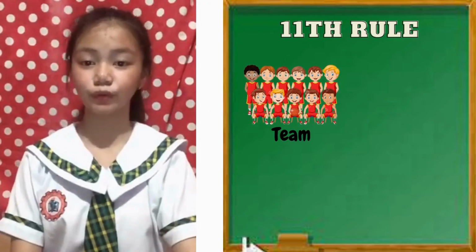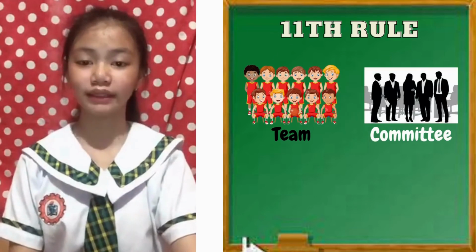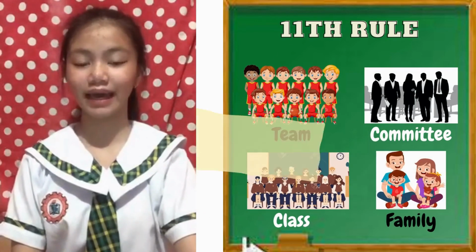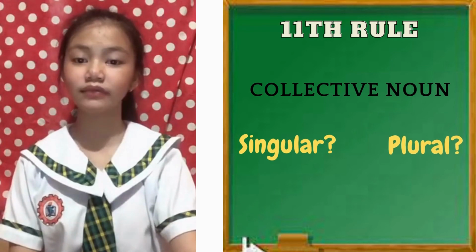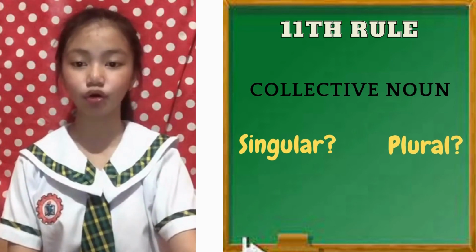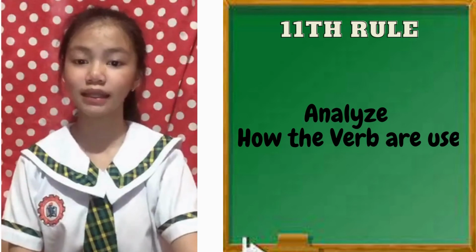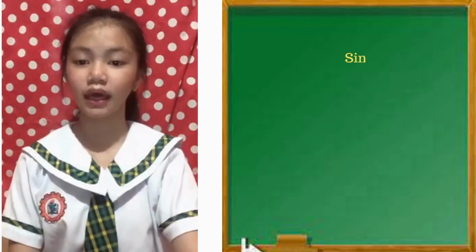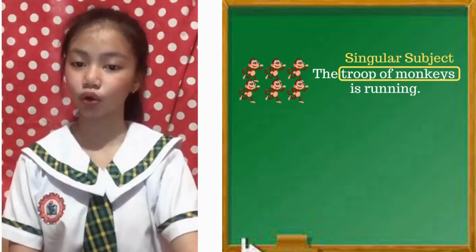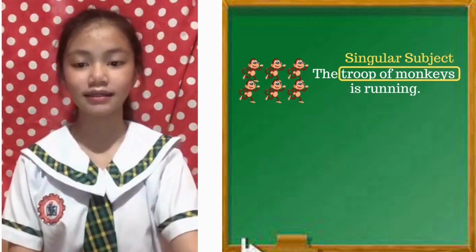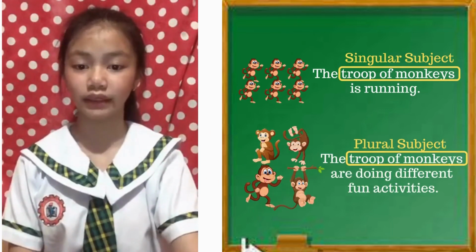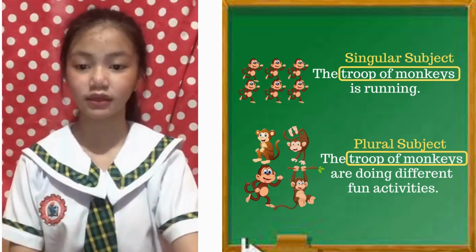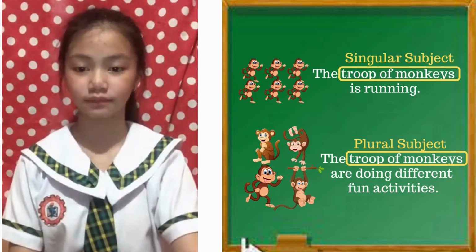For our eleventh rule, we have team, committee, class, family, and the like, which are collective nouns. In considering collective nouns as either singular or plural, you have to analyze how the verbs are used. If the group acts as one or does the same action, the subject is singular. But if the group acts individually or does different things, the subject is plural.